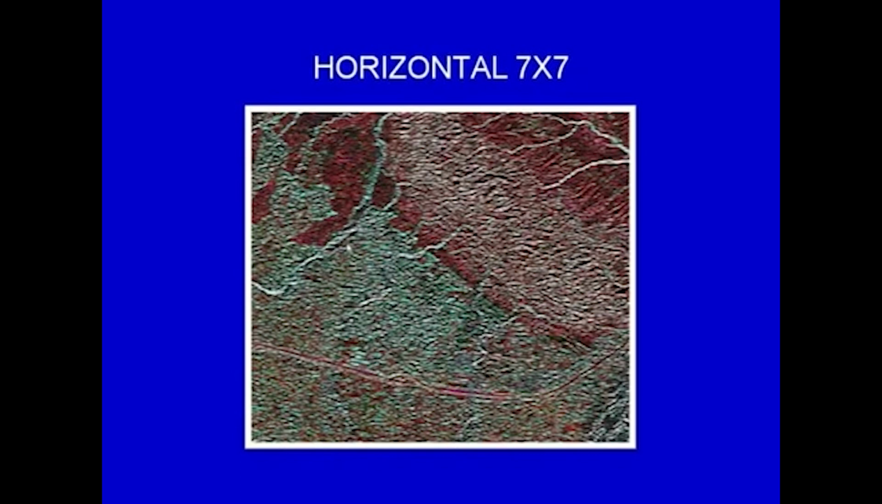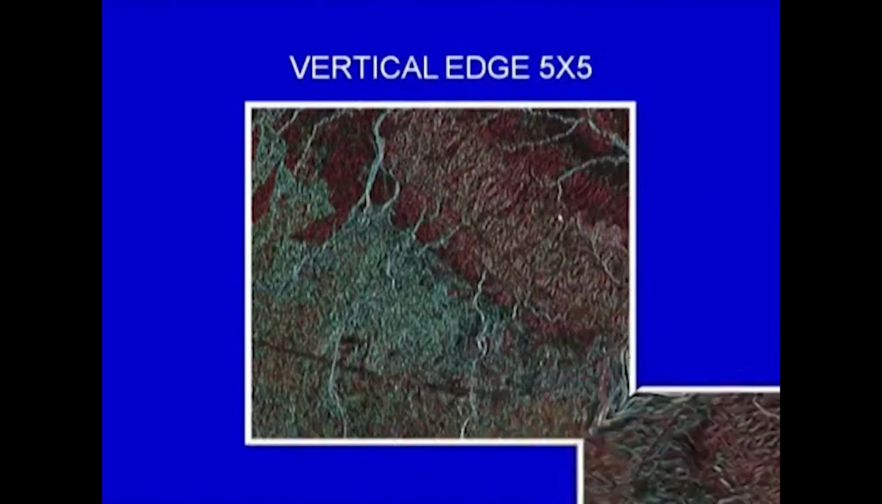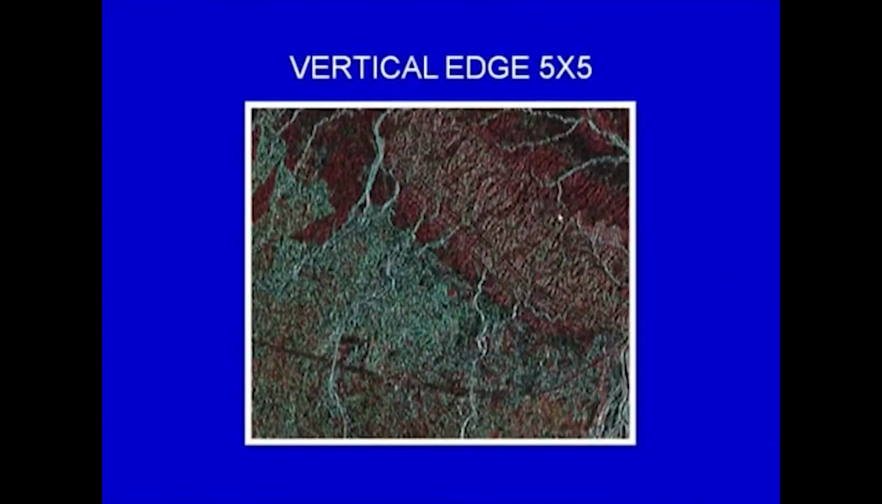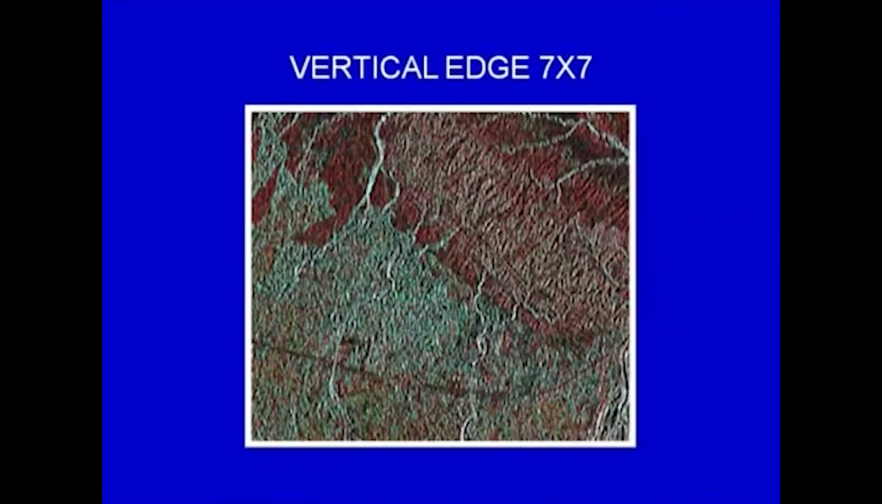Similarly, we can use the vertical edge filter of 3 by 3, and all the vertical edges in this case are depicted in white. The next slide shows the vertical edges for a filter size of 5 by 5, and the next one shows the vertical edges for 7 by 7. We can see that these edges become much hazier in comparison to what we have seen for a window size of 3 by 3.